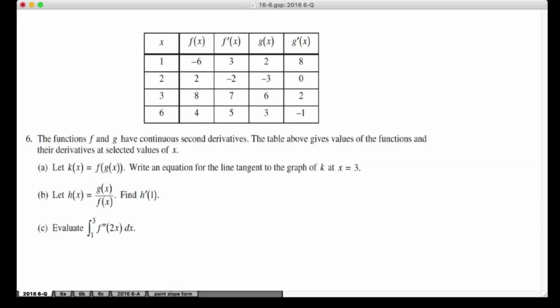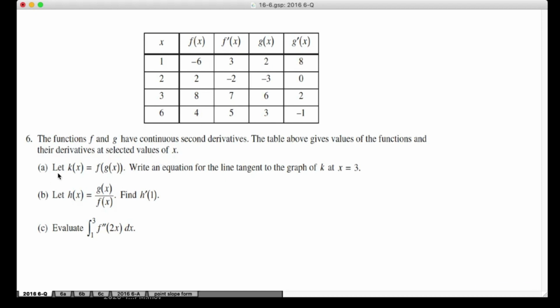This is Calculus AB 2016 AP Exam Question 6. You have a lot of information here. There are values of x, f of x, f prime, g, and g prime. It says the functions f and g have continuous second derivatives. The table above gives values of the functions and their derivatives at selected values of x.